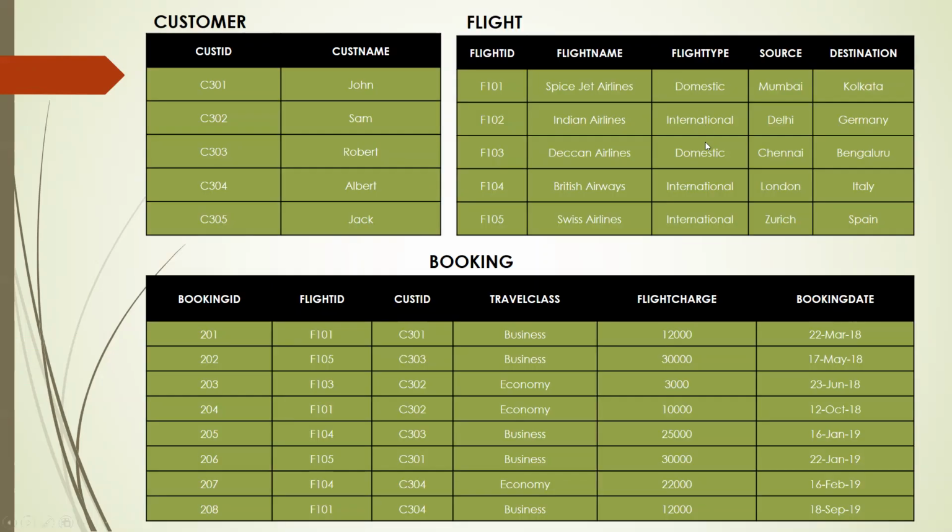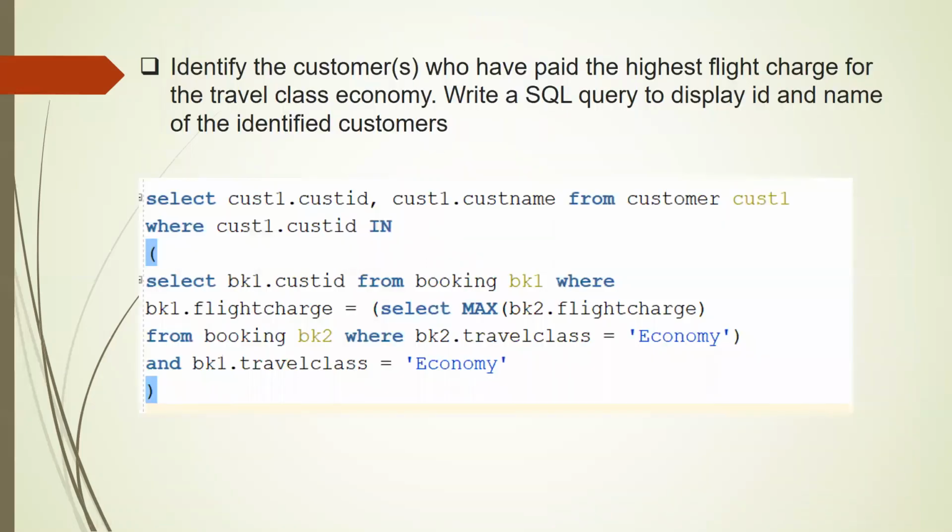If you see our data source again, we have different travel classes: business, economy. In economy we need to get the customer who has paid the highest charge. So how do you approach this problem statement? You just understand the problem statement, then you need to come up with a solution.